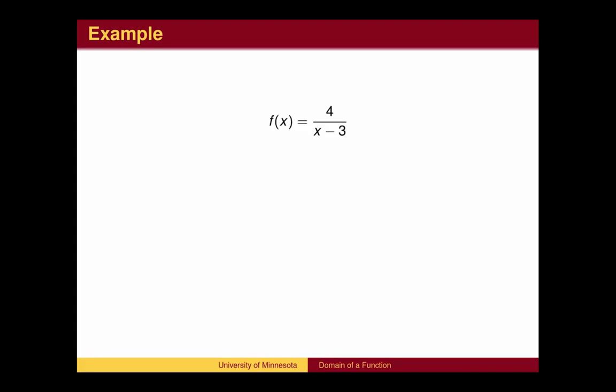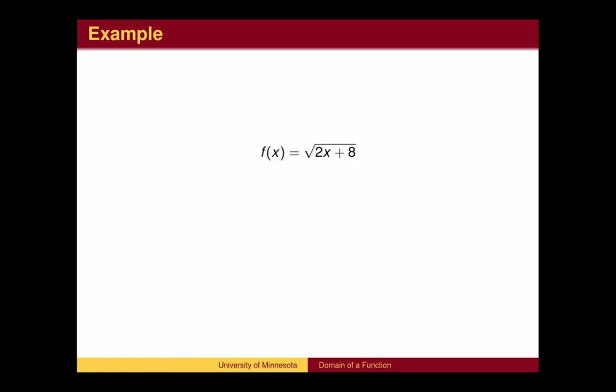Occasionally, the function is a bit more complicated, but the same principles apply. For this function, the denominator cannot be 0. But the denominator is more complicated than the single variable x. We need to solve an equation. The denominator x minus 3 cannot equal 0. Therefore, x cannot equal 3.